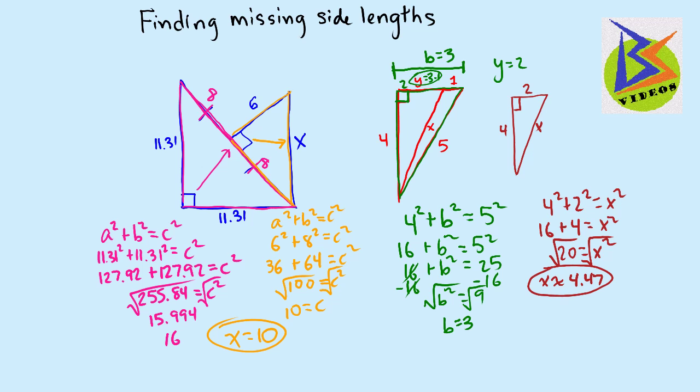So there are two examples where we have to use the Pythagorean theorem twice.